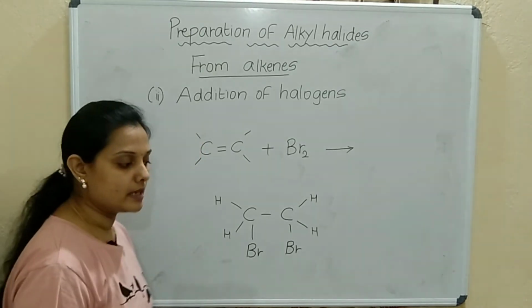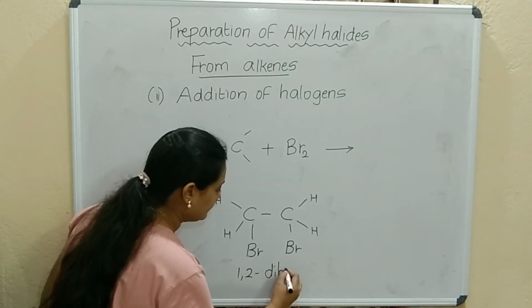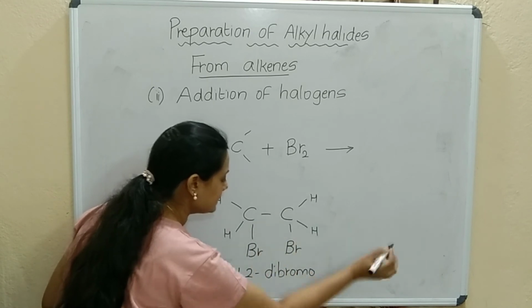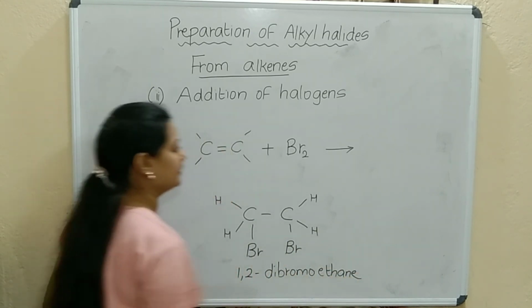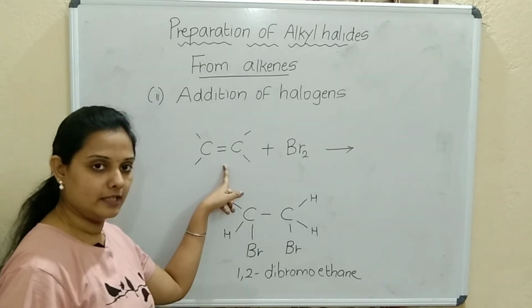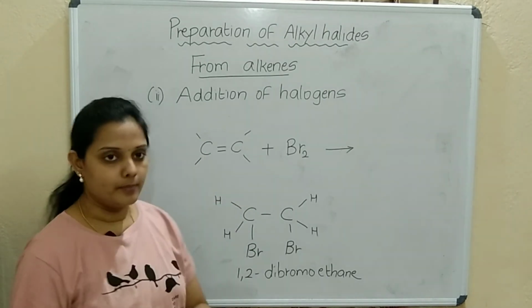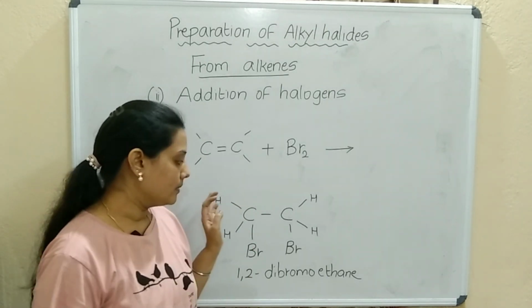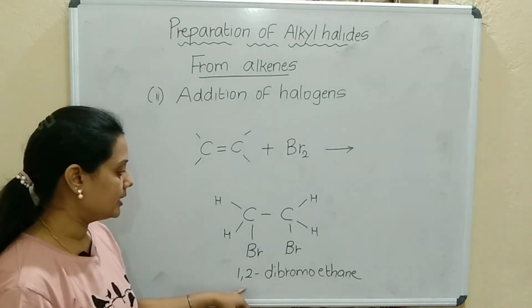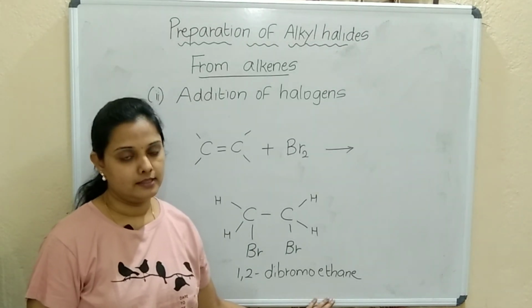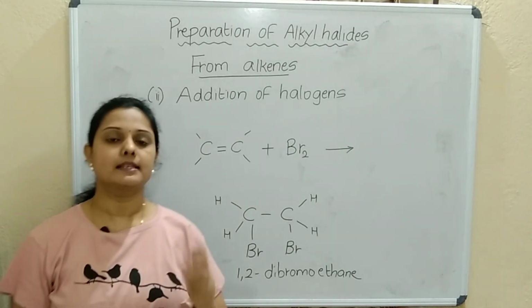So what is the name of this compound? 1,2-dibromo, all single bonds, 2 carbon. So, ethane. This is ethene. Bromine is the halogen added. So the double bond will break and it will form a single bond compound. Correct? 1,2-dibromoethane. So this preparation of alkyl halide from alkenes is over.